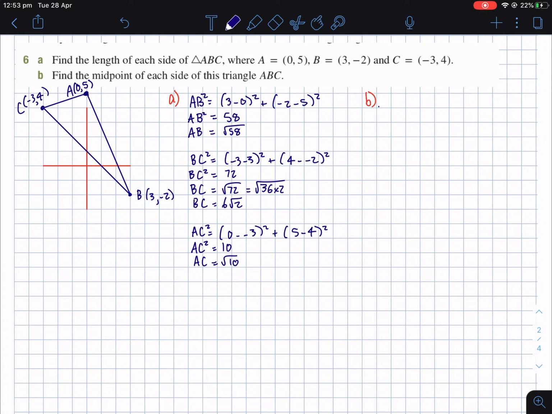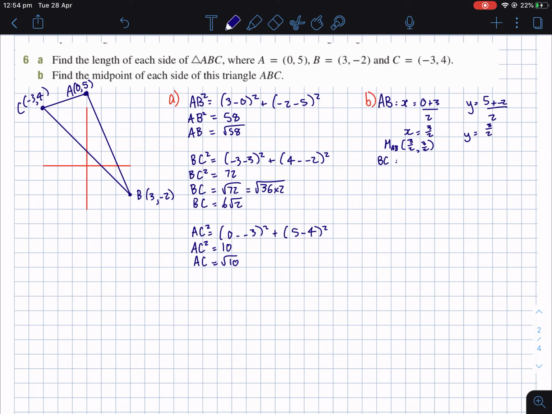So let's find for AB. X equals, we add the x's together, 0 plus 3 divided by 2. So x equals 3 over 2. Y equals, we add the y's together, 5 plus -2 over 2. So y also equals 3 over 2. So we have the point 3 over 2, 3 over 2. I'm calling that MAB, midpoint AB.